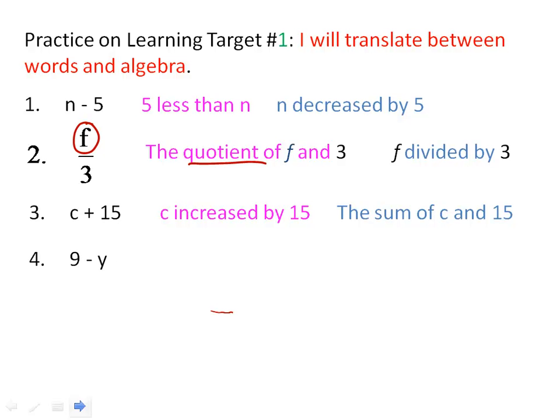All right, and then here we have 9 minus y. 9 decreased by y is one way we could say that. Y less than 9. That's another way you could say it. You could say the difference of 9 and y. That's another one you could use. And you should be writing these down. Actually, these problems are going to also appear in your homework assignment. So if you do write these down, you'll be a little bit ahead of the game tomorrow.